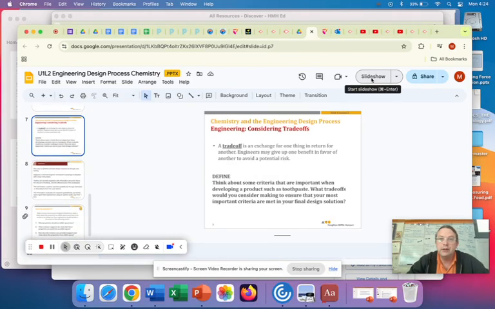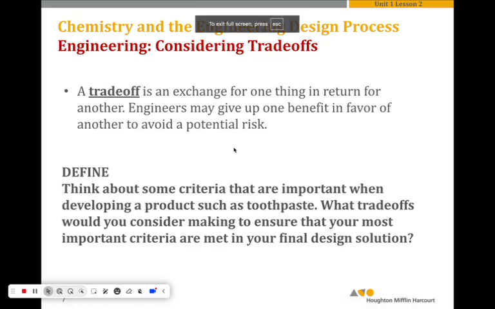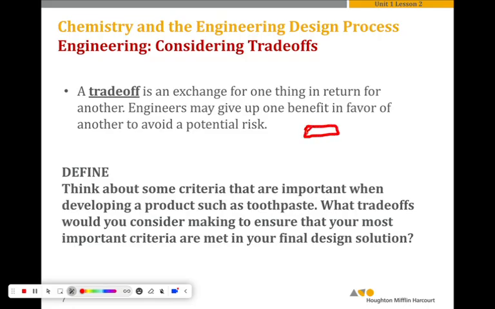You might also consider trade-offs when we're in the engineering design process. A trade-off is an exchange of one thing in return for another. We might give up one benefit in favor of another to avoid a potential risk. Like if I use this ingredient for my toothpaste to make a bunch of foam, but the ingredient I chose is corrosive to plastic, that's not a trade-off that I can accept. But if it raises the cost a little bit higher, but not above my threshold, maybe that's a good trade-off.